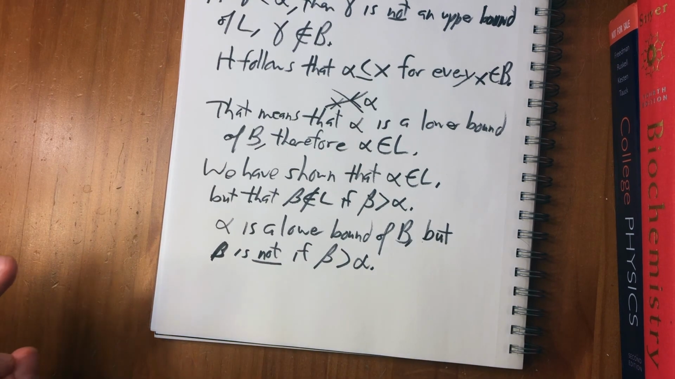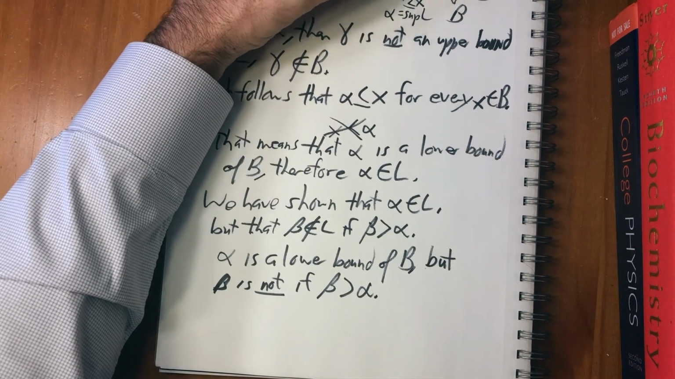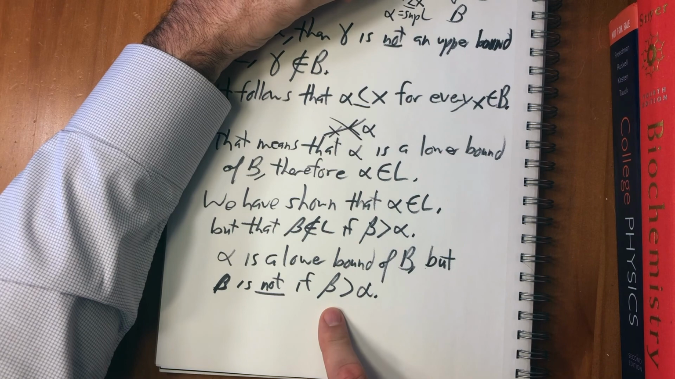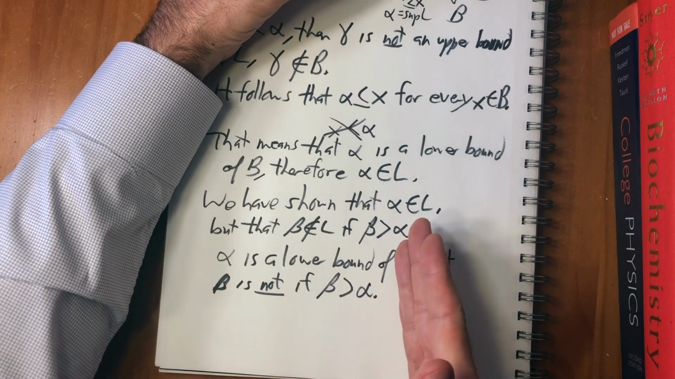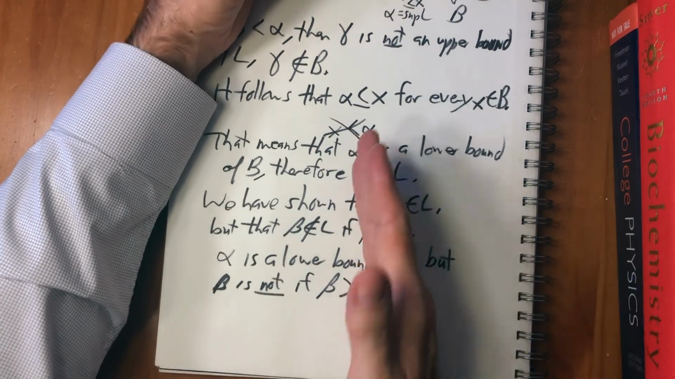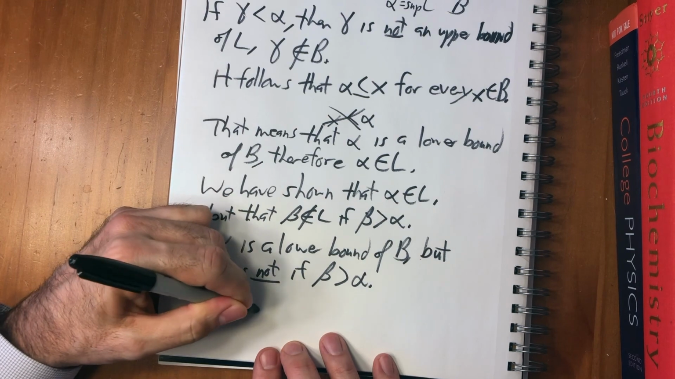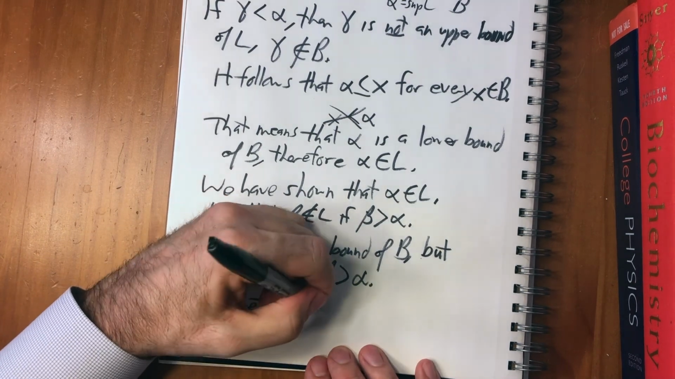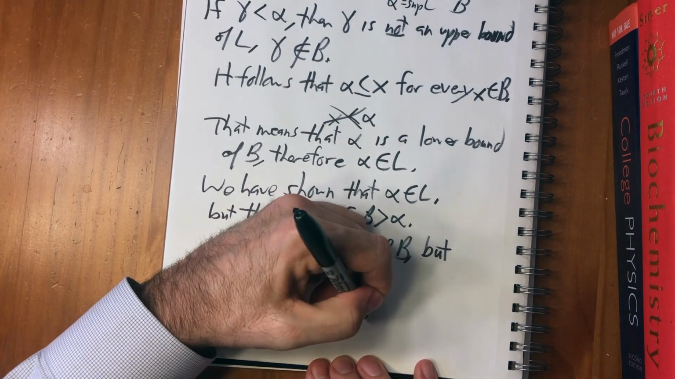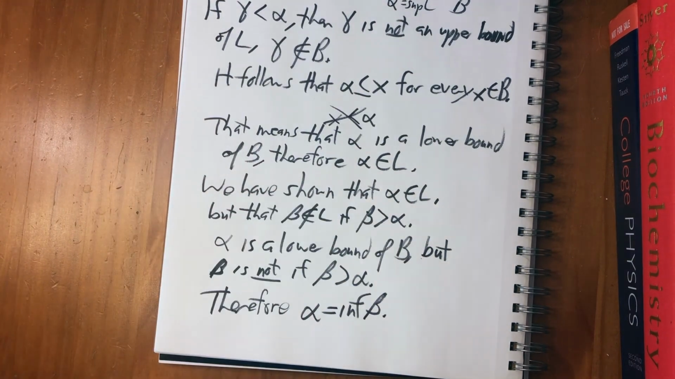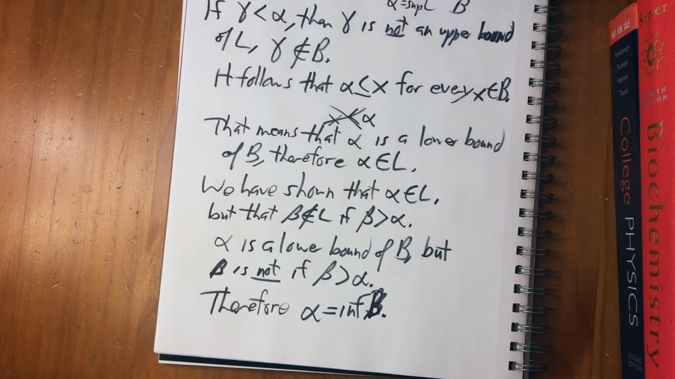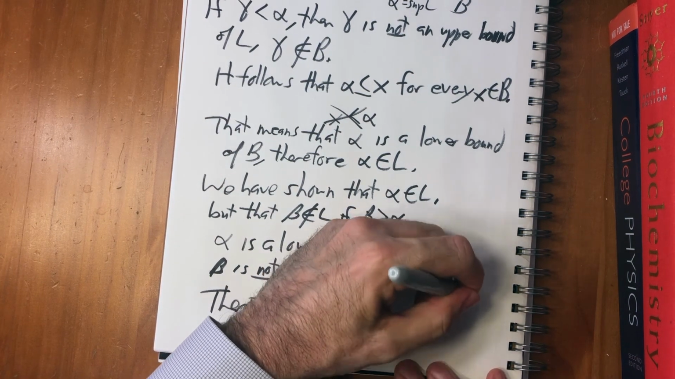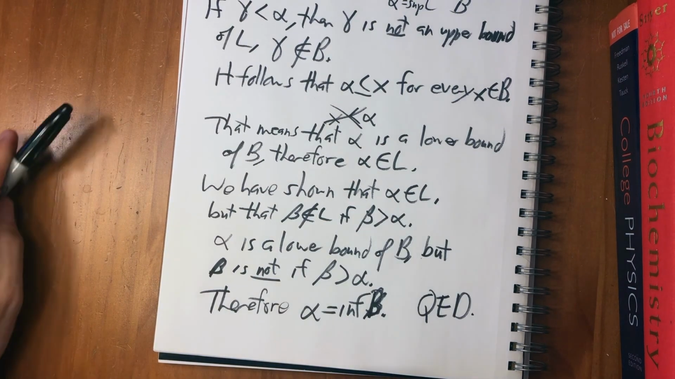Okay? So say that again. What does that mean? Alpha is a lower bound of B, but anything bigger than alpha is not a lower bound of B. There are no lower bounds of B bigger than alpha. What does that mean? That means that, therefore, alpha equals infimum B, which was to be proved. Quod erat demonstrandum.